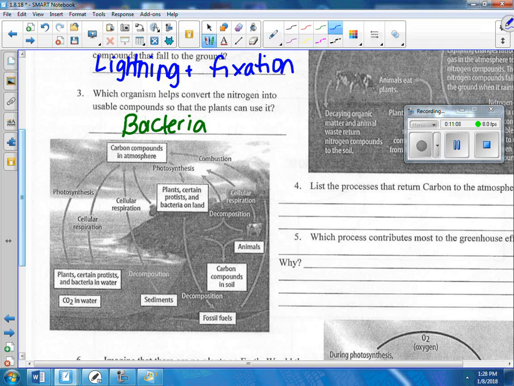Combustion. And if you look at combustion, it's going all the way from the fossil fuels. So that's us breaking down fossil fuels that actually came from organisms that lived a long time ago. We burn them into the atmosphere. That's not good for us. Well, it's not good for the atmosphere. We'll talk about why later. What else goes up into the atmosphere? Giselle?